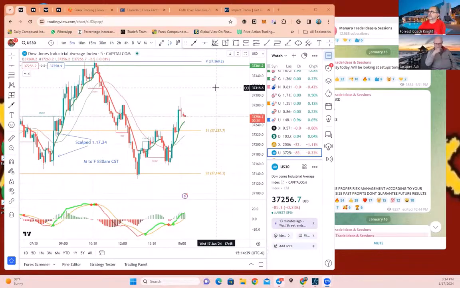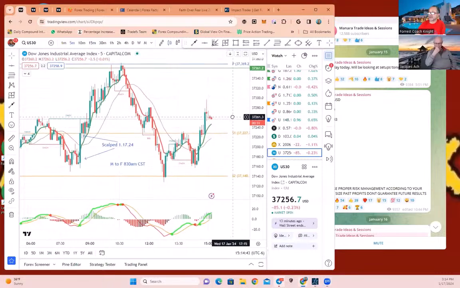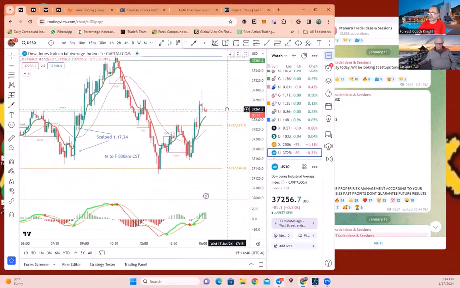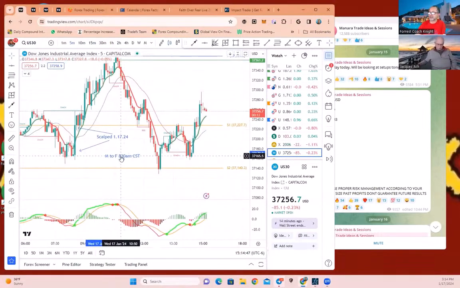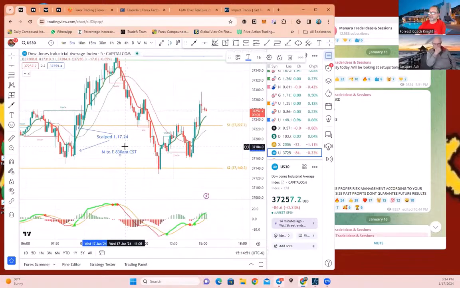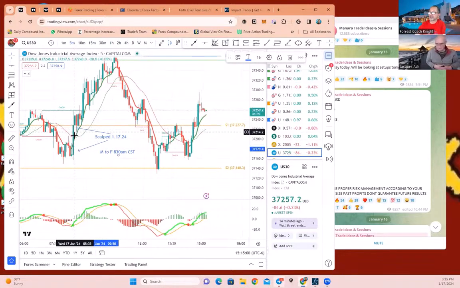Perfect. So this is the Dow Jones. And if you're new to trading, I don't expect you to see anything. But what I did here is I just put a little note here: scalping Monday through Friday, 8:30 a.m. Central Standard Time. Again, this is one candle right here. This one candle. This is actually an 8:35 candle. It's on the 5-minute chart.